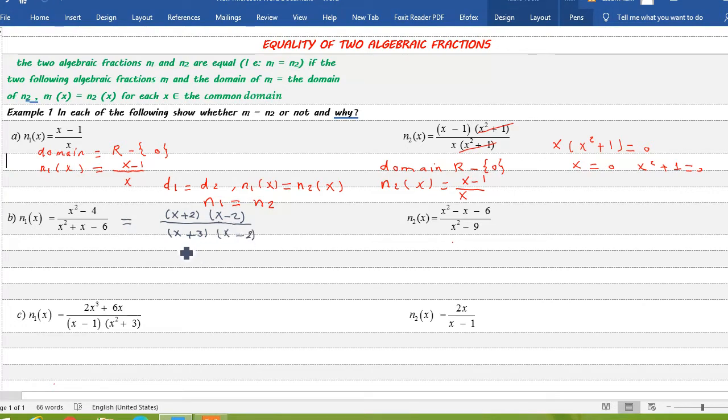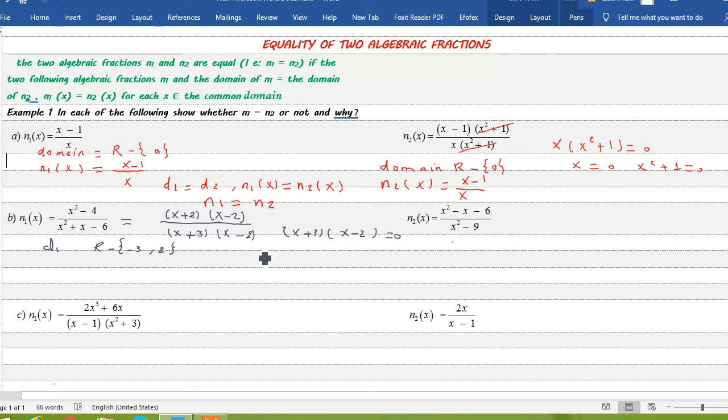Find the domain of this function. Put the denominator equal to 0. Then x plus 3 times x minus 2 equals 0. So the domain d1 equals R different negative 3 and 2. Take the opposite sign of positive 3, it becomes negative 3, and take the opposite sign of negative 2, it becomes 2.